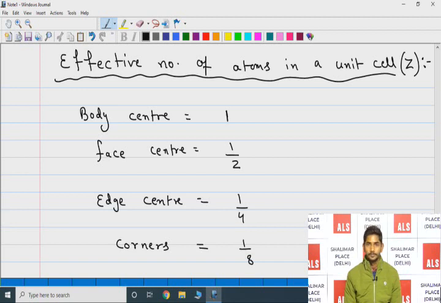Okay. Please copy it. Ultimately, you have to remember that body center means 1, face center means contribution half, edge center means contribution 1/4, and corners means 1/8. Okay, that's what you have to remember. Done?